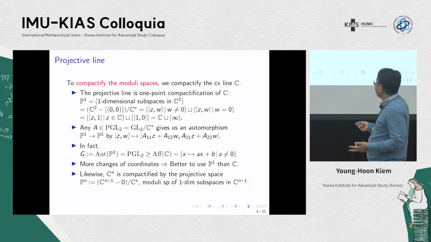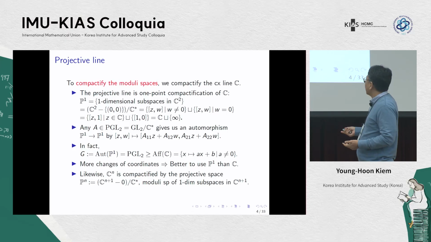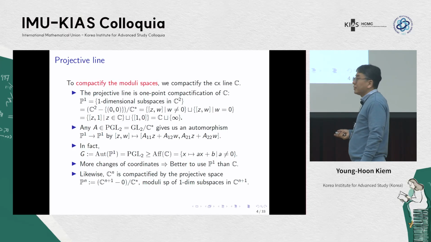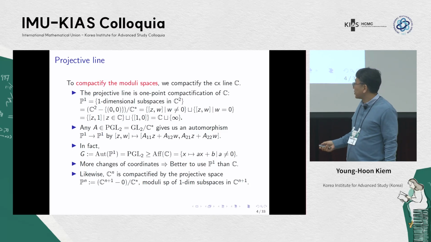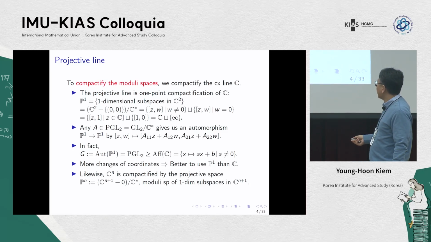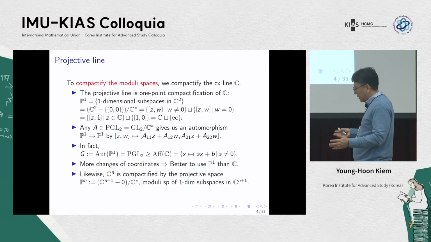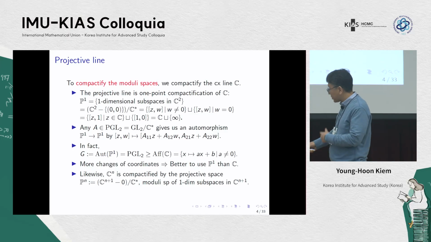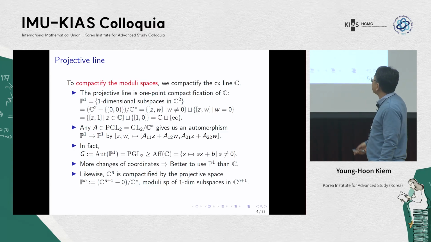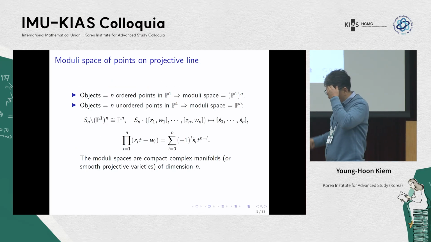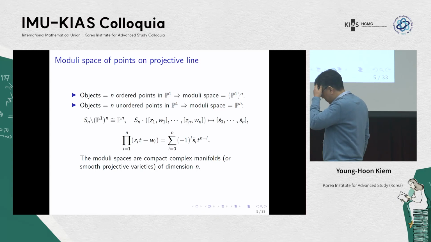So like P1, you can also compactify the n-dimensional complex space Cn by considering the projective space Pn, n-dimensional projective space. Once again, by definition, it is the set of one-dimensional subspaces in Cn plus 1. So we take the complement of 0 in Cn plus 1, and then quotient by the action of C star, which is just scaling. Right, so now we can modify our problem.